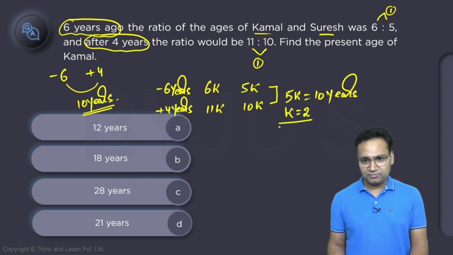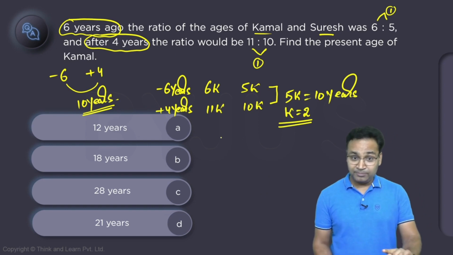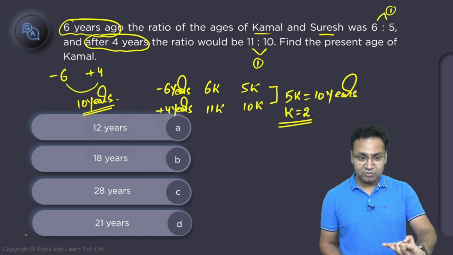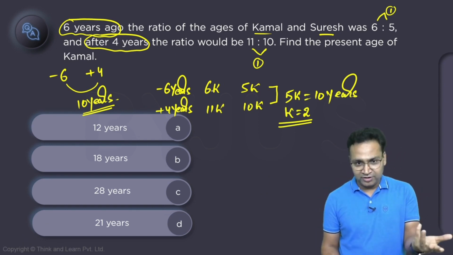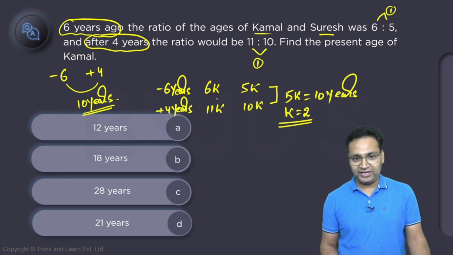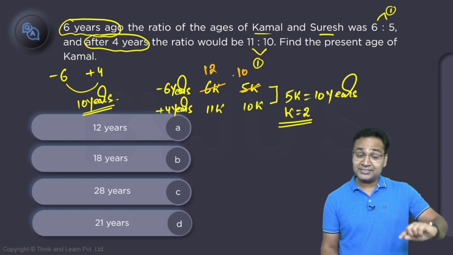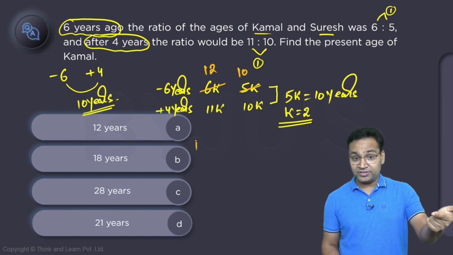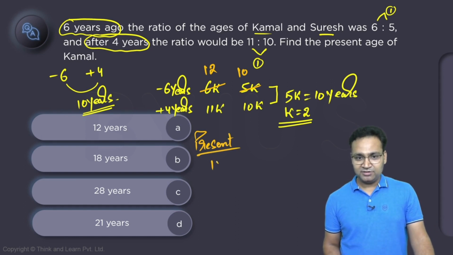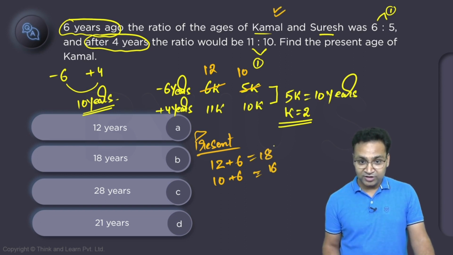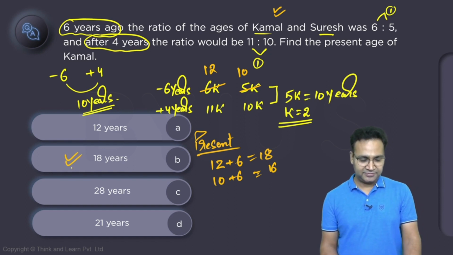Done? That means the ages were 6k and 5k, the ages were 12 and 10. And these are the ages 6 years ago. So what are the present ages? You will add 6 to it. It is 12 plus 6 and 10 plus 6. That is 18 and 16. We have to look for Kamal. It is the first person. Answer is 18. Check it out.